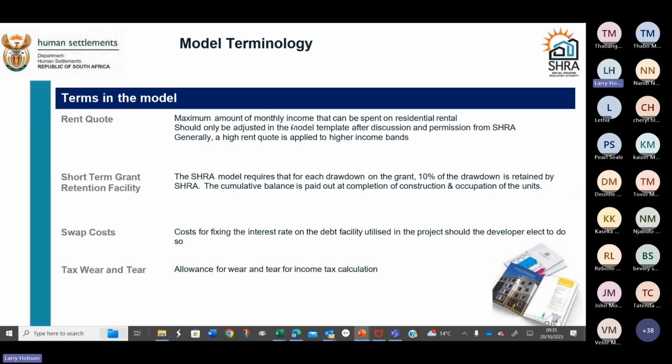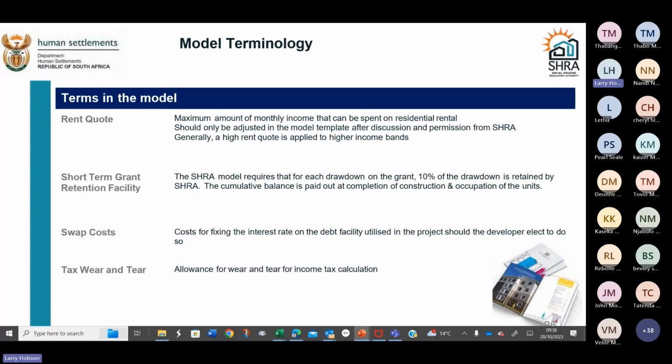Just some terms that are used in the model that some people might not be familiar with. There's a term used in the table where you're inserting your rentals. There's a term used, rent quote, which is the maximum amount of monthly income that can be spent on residential rental.